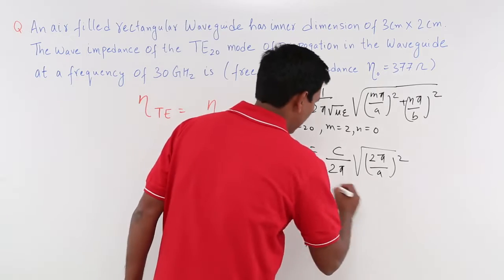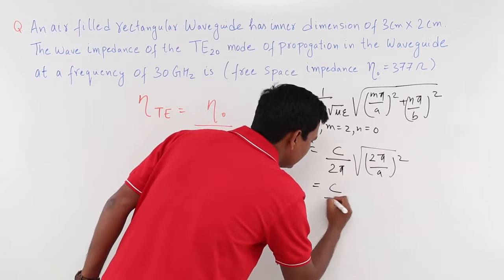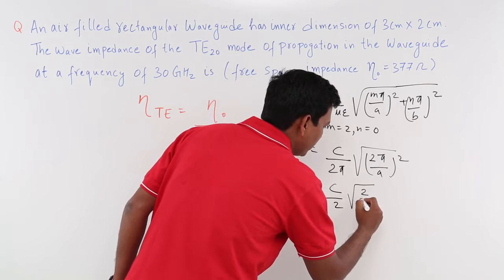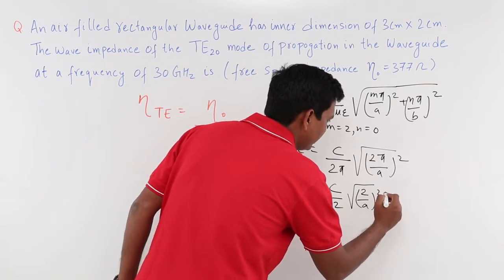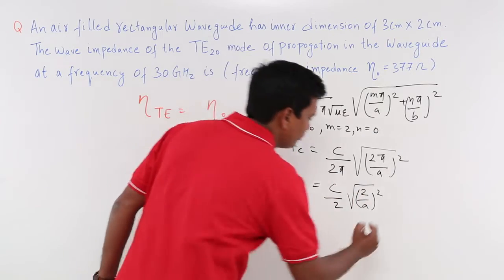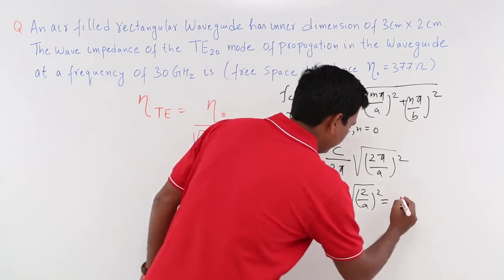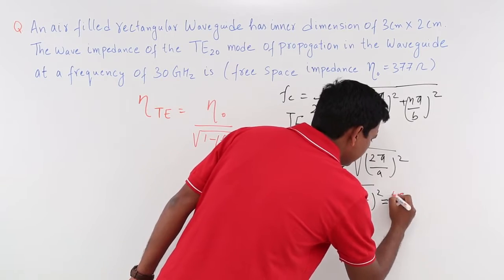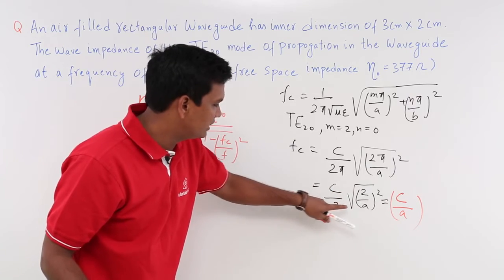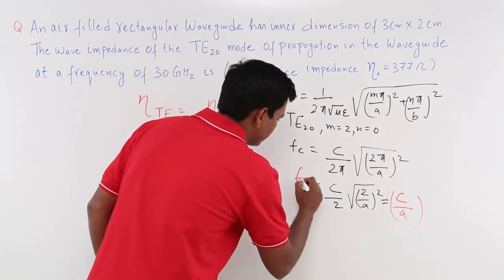If I simplify this, what will happen? The pi square will come out, so pi gets cancelled, and we have C by 2 root over 2 by a the whole square, right. Again 2 square will come out and become 2, so this 2 will get cancelled. On further simplification, this quantity will become nothing but C by a, because the 2 square comes out and becomes 2, it gets cancelled here, and a square comes out of the square root and becomes a. So, this is C by a. So, this is what your Fc is, right.